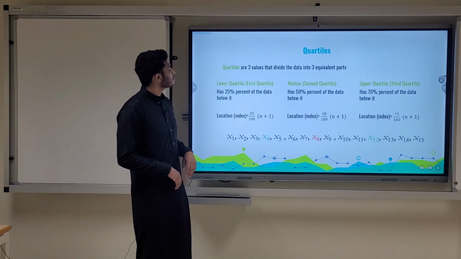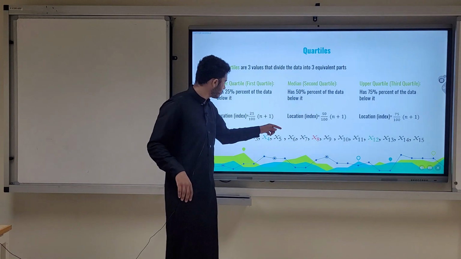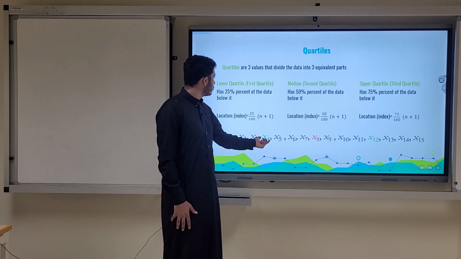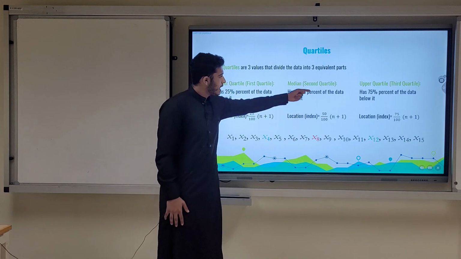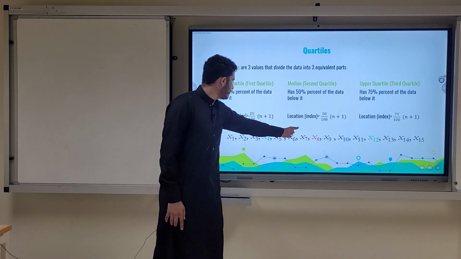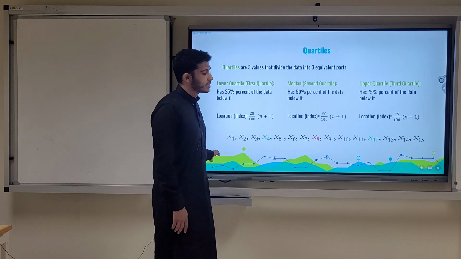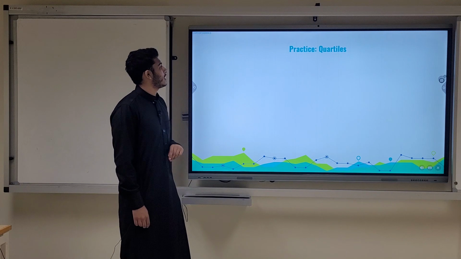Now let's go to an example. Oh, I forgot this image. Here it's represented where we have the one in light blue as the lower quartile, the median highlighted in red, and the upper quartile in green. We see 25% behind, 50% behind, 75% behind. Now let's go to the practice.